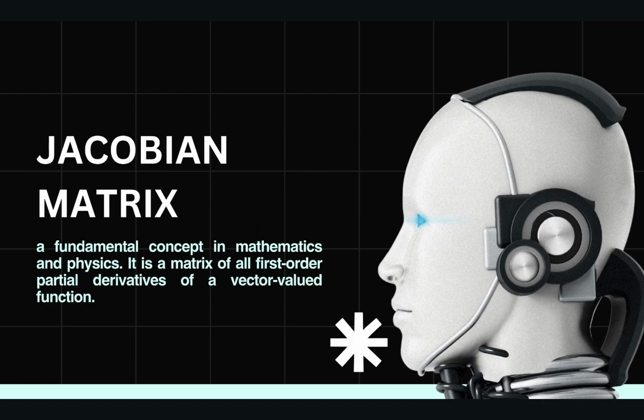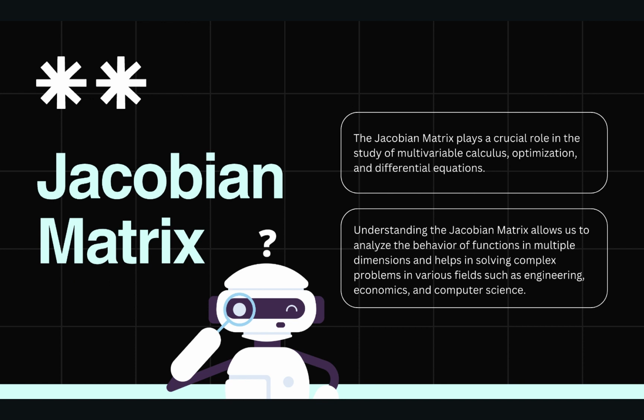In this video, I'll be discussing the process of calculating the Jacobian matrix of a Cartesian manipulator. What is a Jacobian matrix? A Jacobian matrix is a fundamental concept in mathematics and physics. It is a matrix of all first-order partial derivatives of a vector-valued function. The Jacobian matrix plays a crucial role in the study of multivariable calculus, optimization, and differential equations. Understanding the Jacobian matrix allows us to analyze the behavior of functions in multiple dimensions and helps in solving complex problems in various fields of engineering, economics, and computer science.